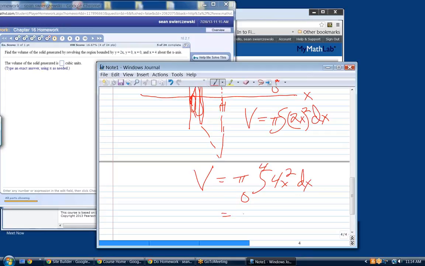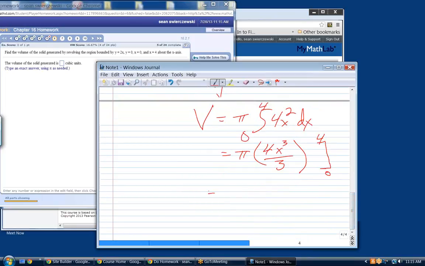What's this antiderivative? Remember, we're integrating. So 4x cubed over 3. And we're going to evaluate it from 0 to 4. So what's our answer? 4 cubed is what? 64. 64 times 4 divided by 3. 85.33. Oh, they want it in pi, though.